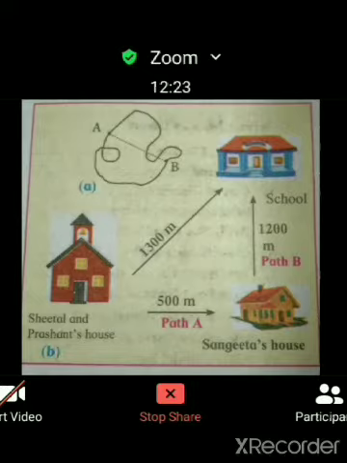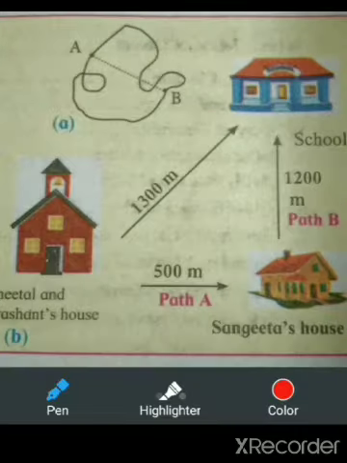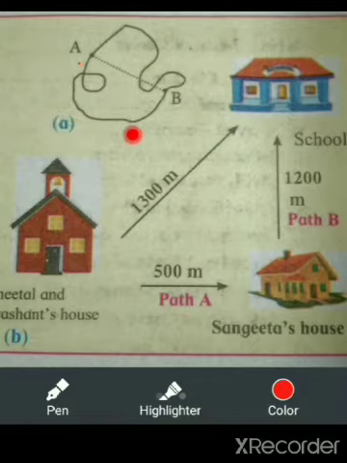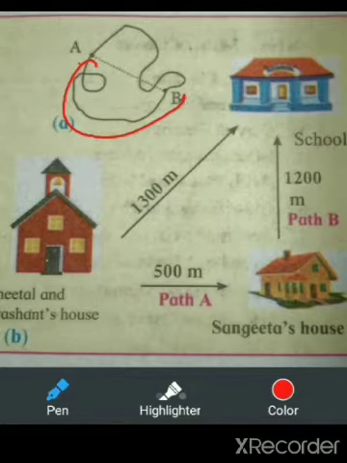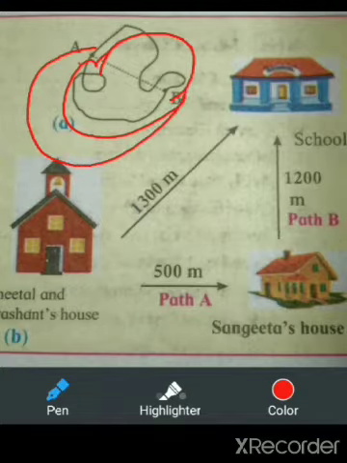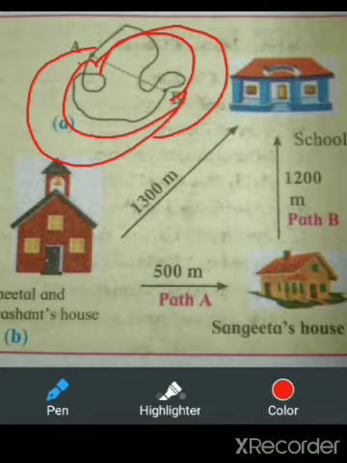Now in this figure, this is point A and this is point B. We have to measure the distance between A and B in different ways. We can measure this distance in this way, in this way, in this way. In many different ways we can measure this distance.